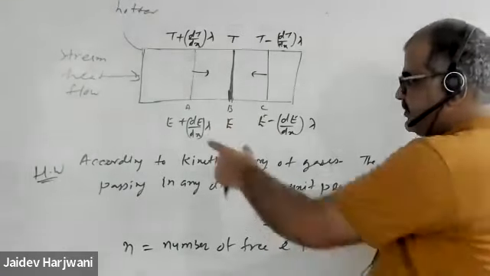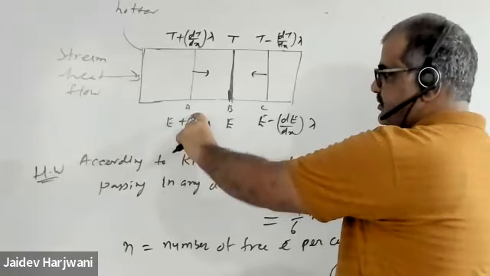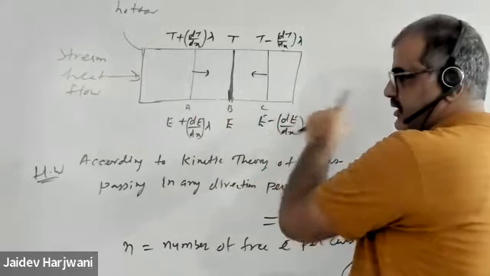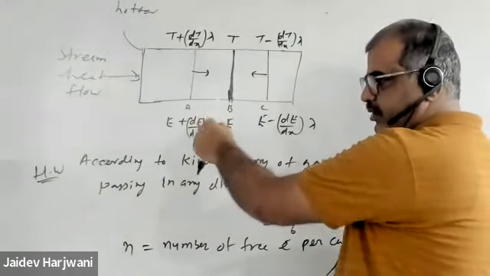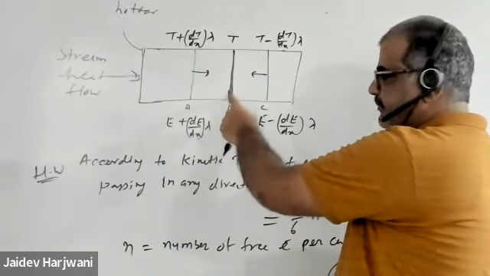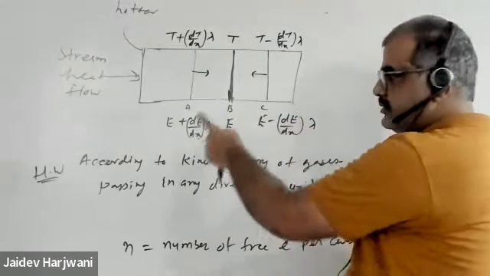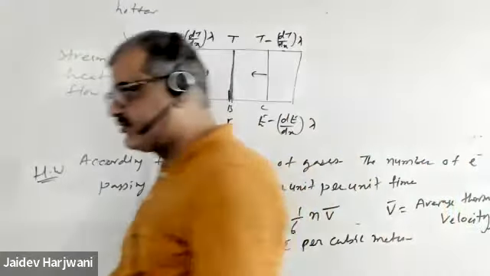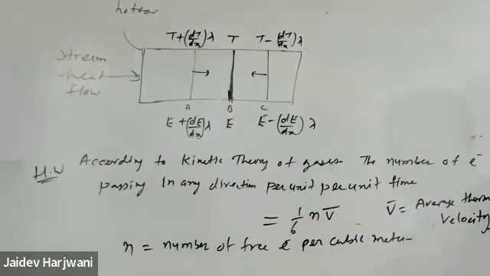The electrons on this side, lambda distance away, have this much energy more, and the electrons on this side have this much energy less. Both are passing. These electrons have more heat in their pocket compared to those, and this portion of electrons has lesser heat. So I need to calculate the net flux, how much net energy is transported. Let me calculate how much thermal current, the current density, is flowing.